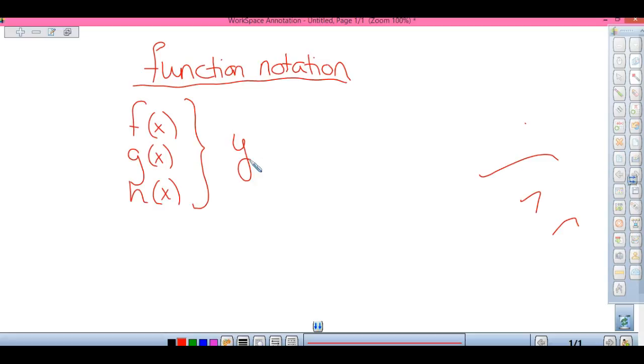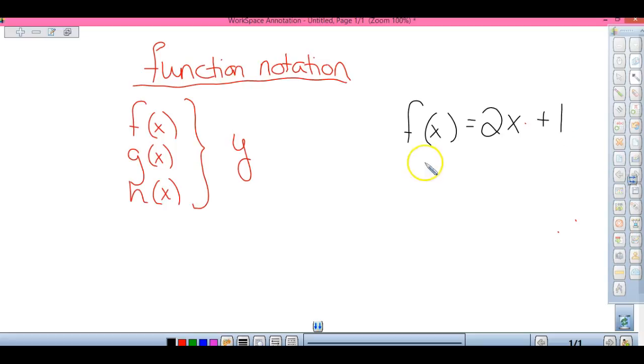So what's going to happen is there's going to be an equation, and it'll look like f of x equals 2x plus 1. All that is a fancy way for writing y equals 2x plus 1. That's all it is. All these things that you see are just another way to write y.